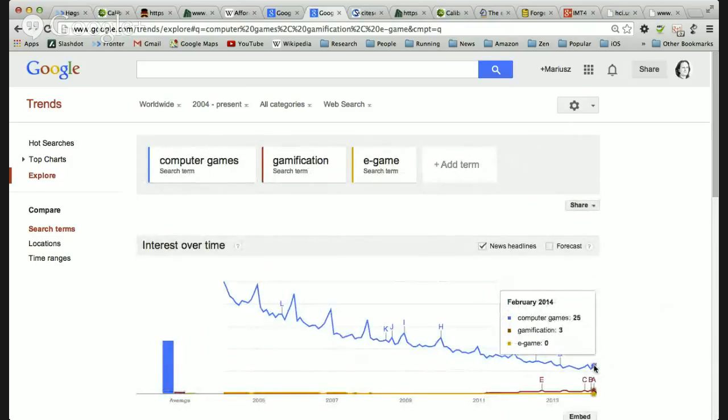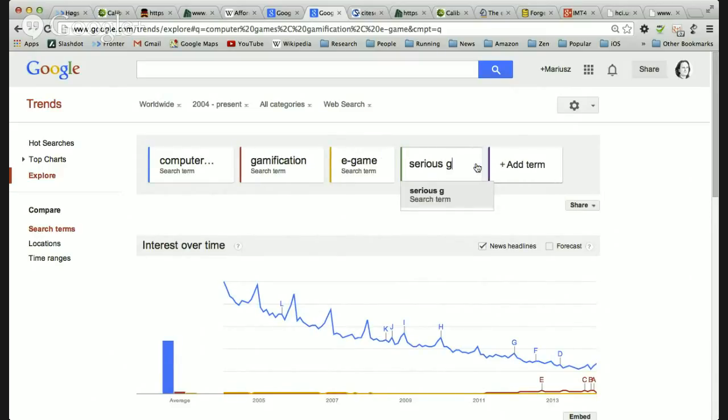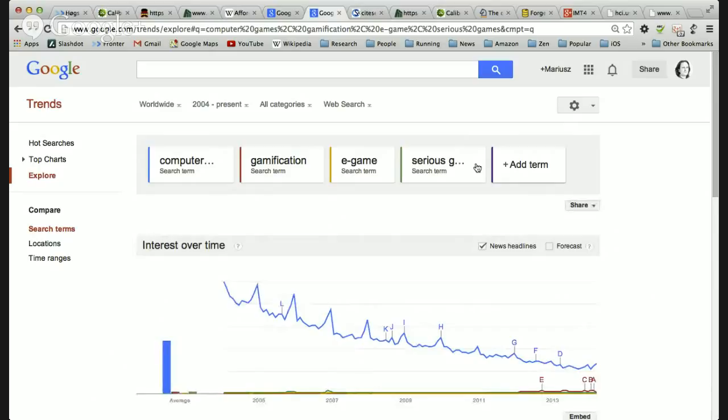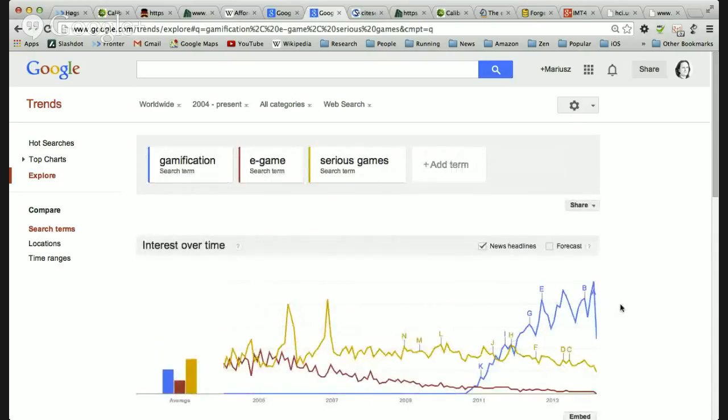So the computer games. That's serious game. Yeah, we can add. So still doesn't register. So computer games take over, and it seems the trend is actually the opposite. It seems to be dropping. If we take that one out, then yeah, you have the gamification showing up, and you have the other serious games also almost flatlining.